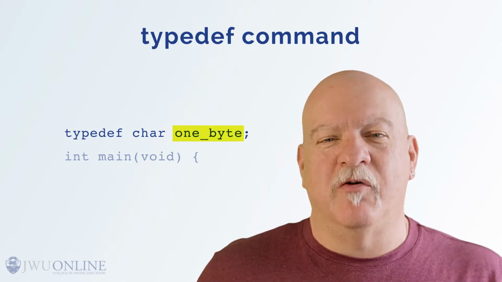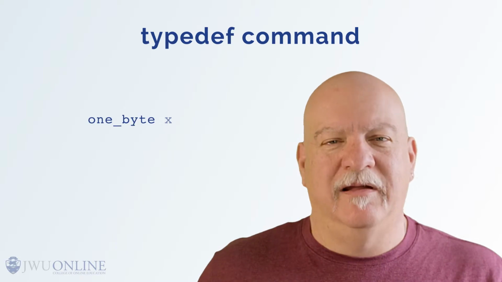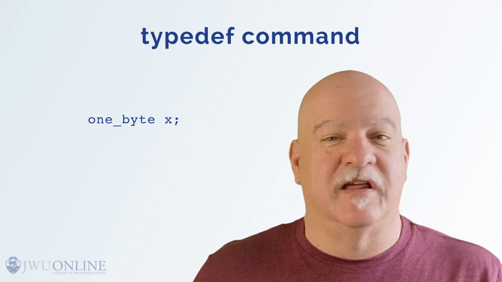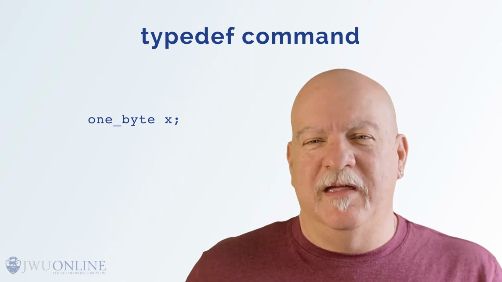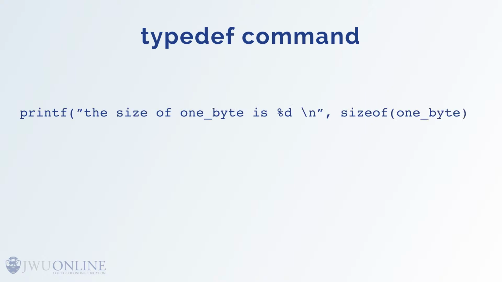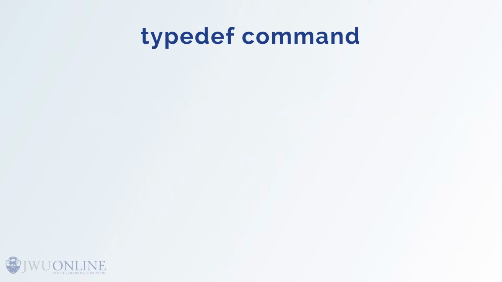Now, inside the main program, you can use it. 1_byte x as a declaration just created the variable x that is 1 byte long. Don't believe me? Well, check it. Say printf("the size of 1_byte is %d\n", sizeof(1_byte)); and you get a 1. Next, create a type called 2_byte: typedef short 2_byte, and so on.